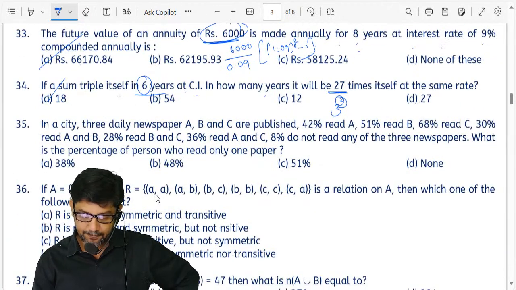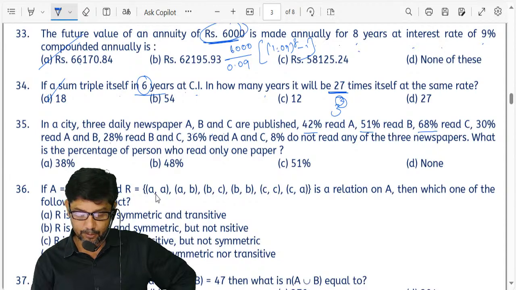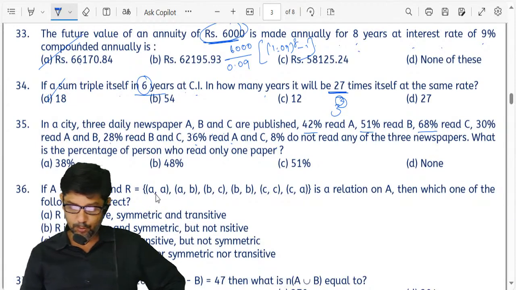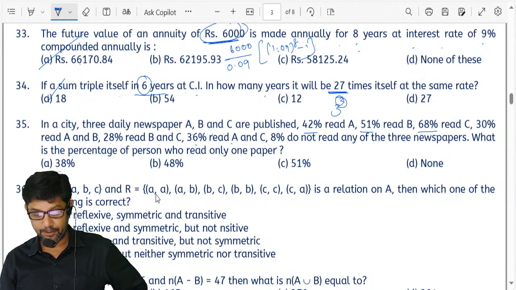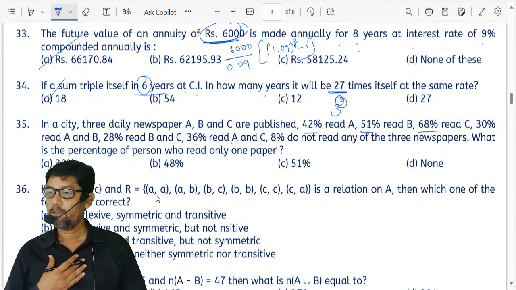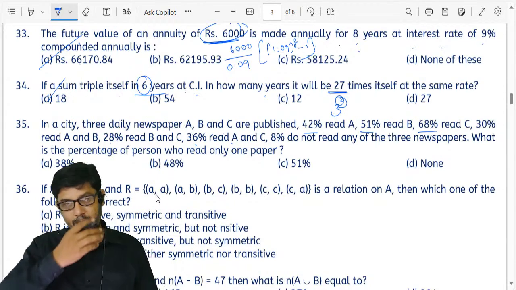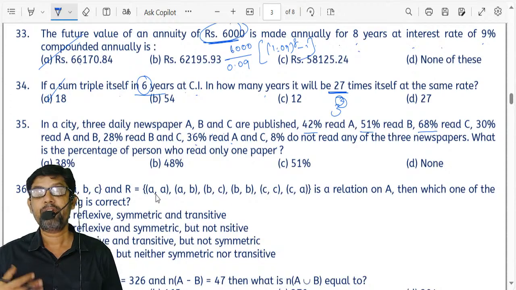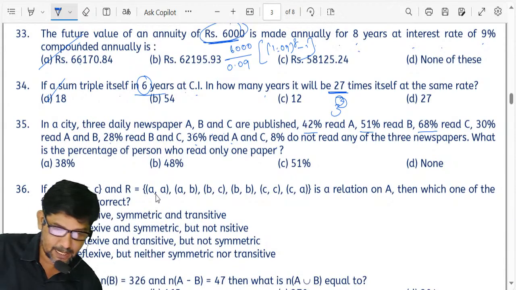Next. In a city, 3 daily newspapers A, B and C are published: 42%, 51%, 68%. 30% read A and B, 28% B and C, 36% A and C, 8% do not read any of the papers. What is the percentage of the persons who read only one paper? Before you proceed, if I am writing this exam, I will not touch this question at the beginning. It is very simple. The only problem is that it is time consuming. When you take more time to solve a particular sum, there is more chance to commit a mistake, because we will be doing it in a hurry and definitely mistakes are going to happen. But now I'm going to solve it, okay? I'm talking about the exam.